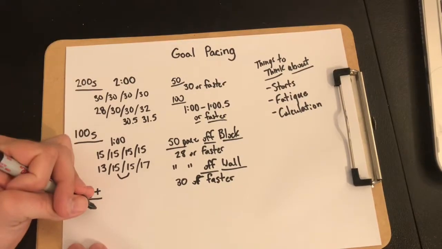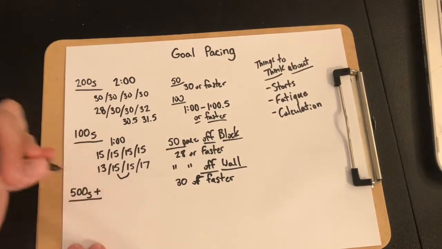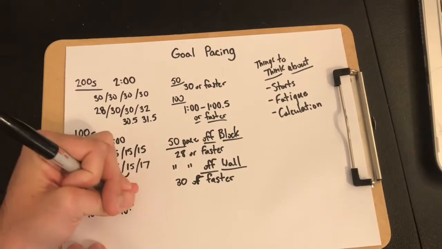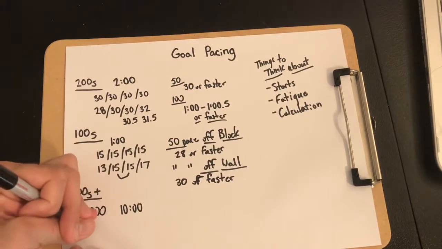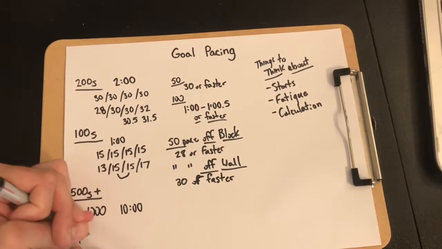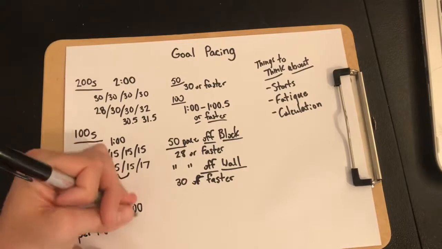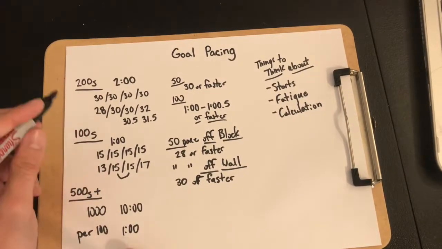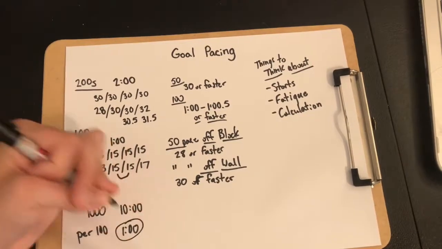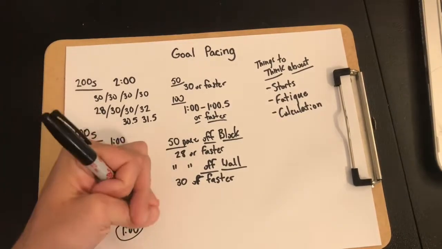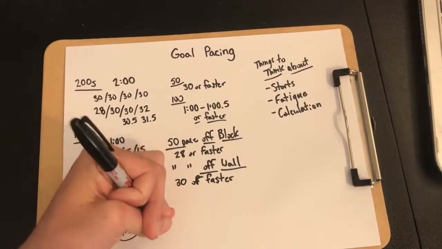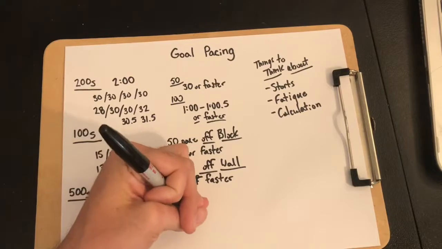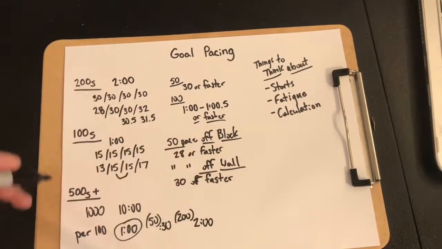For 500s and above, I would say, generally, let's say you're doing 1,000 and your goal time was 10 minutes. I would just break it down per 100. And for this one, it's a pretty easy calculation. It'd be about a minute per. Generally, I would just go with this as your pace. If it was a 50, you'd want to go 30s. If it was 200s pace, obviously you would want to go 2 minute.